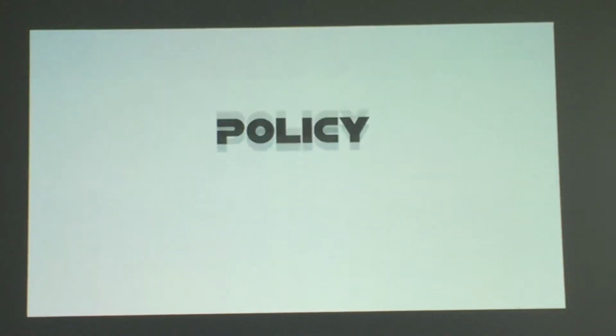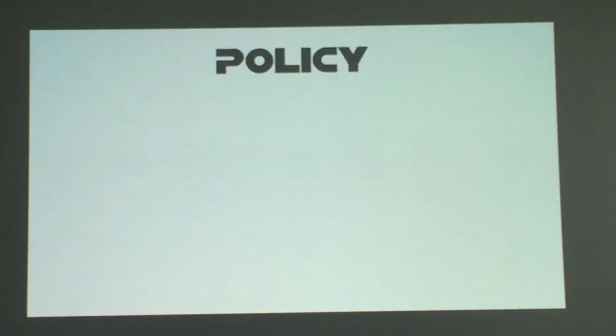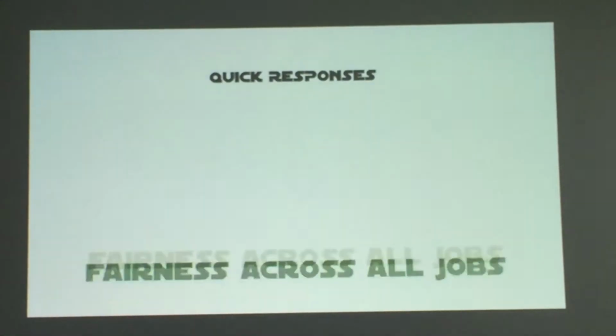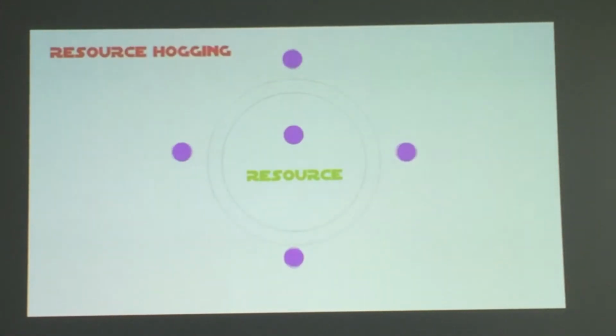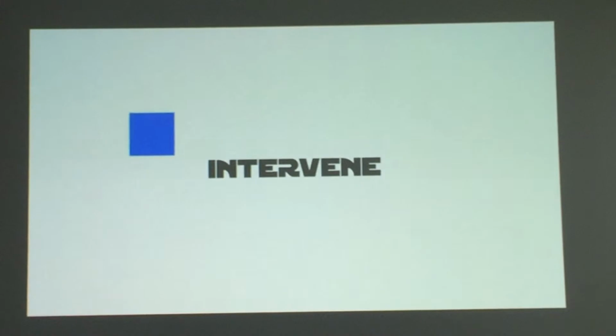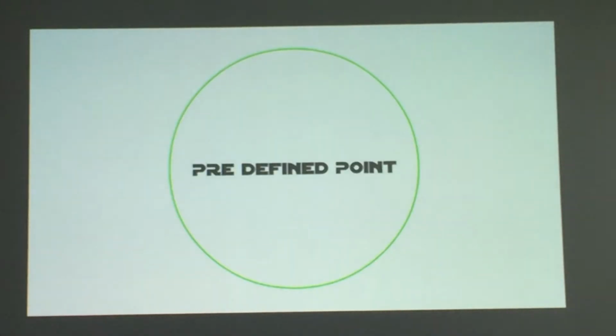We want a policy that can deliver the maximum throughput, provide quicker responses, and ensure fairness for all jobs, while also maintaining an efficient CPU service. One thing we surely don't want is resource hogging. This means a job can be very selfish and make use of all the resources and not share them out. We may need to intervene to make sure we can get a hold of resources for ourselves, so we need a predefined point to intervene.